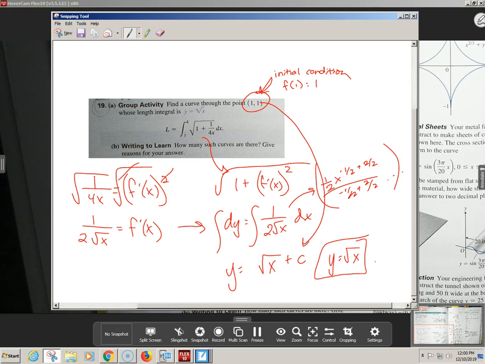If they were saying this had to be true for both, how many such curves are there? Just one. Only one goes through (1, 1).